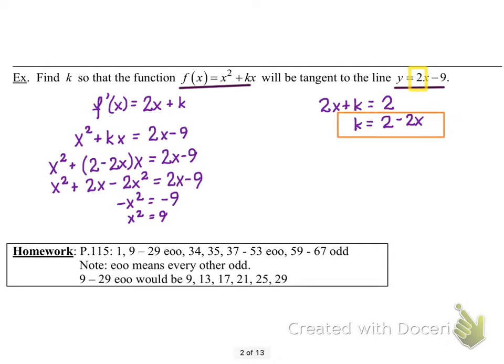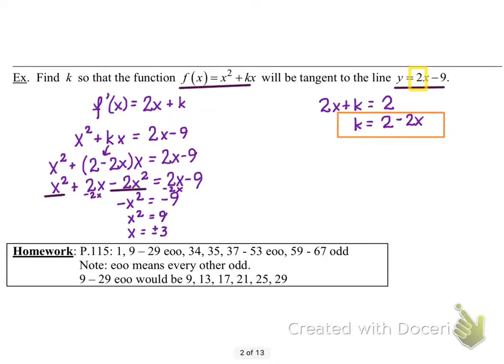I replace k with its value. Then I distributed. Then I subtracted 2x from both sides. And I combined like terms. And now I'm all the way down to solving for x. And I get x could be positive or negative 3.